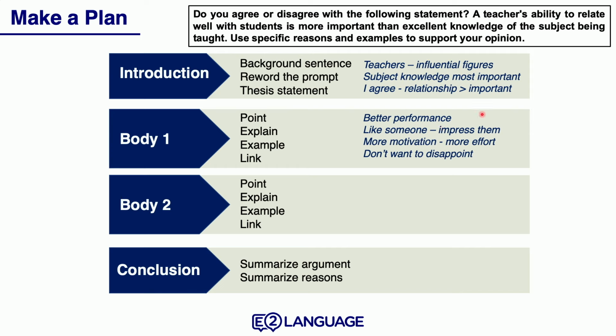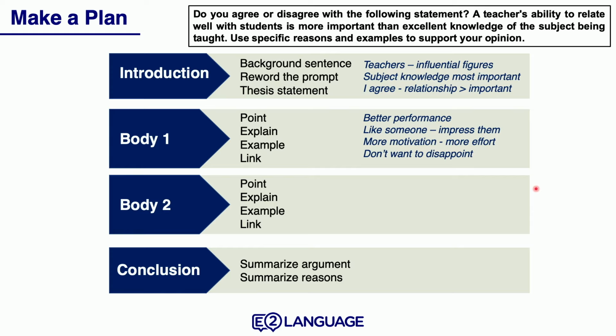So the first point I want to make in my body one is that when a teacher has a good relationship with a student, it leads to better performance. Why? Because when we like someone, so when the student likes the teacher, they try to impress them. For example, we may be more motivated and will make more of an effort to do well. Link back to the topic. Because students don't want to disappoint their teacher, they work harder and therefore perform better.